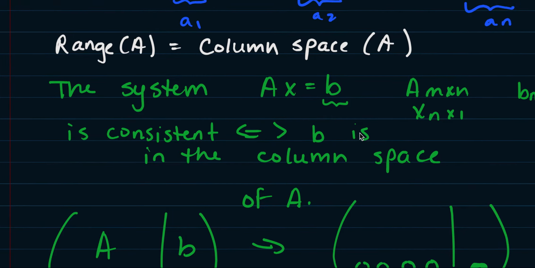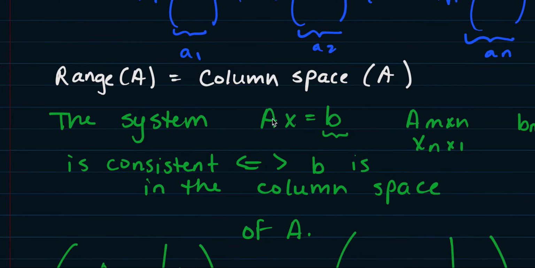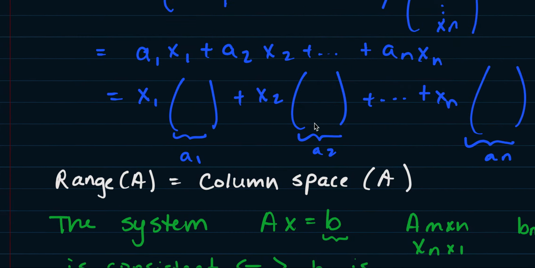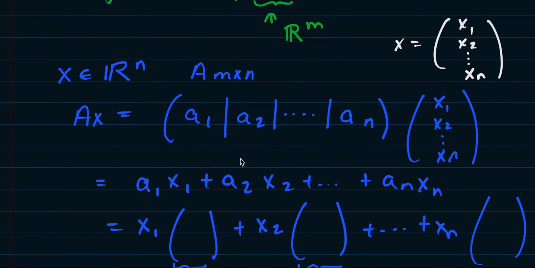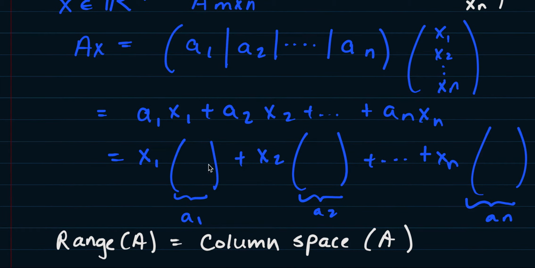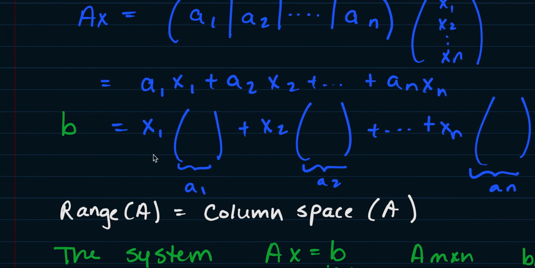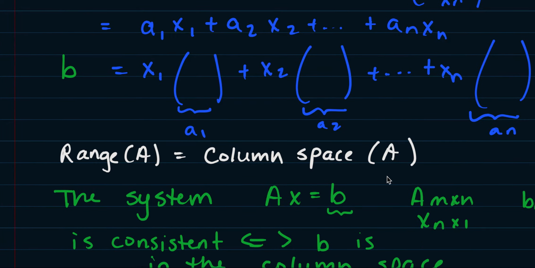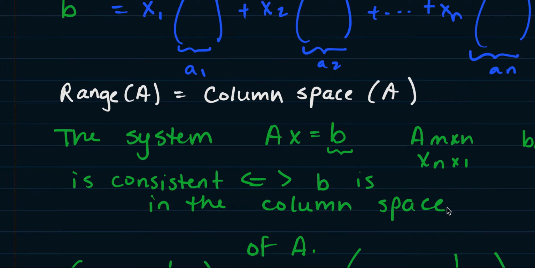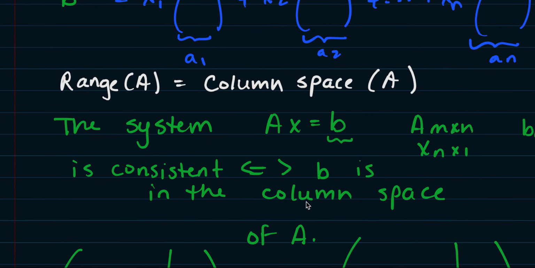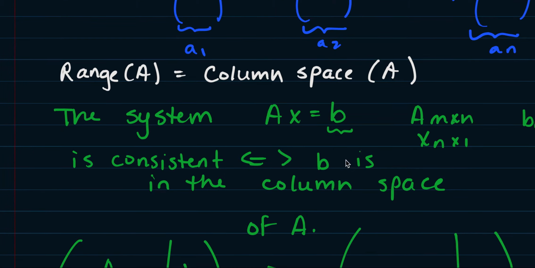So we want to know if the system is consistent. So we have A times X equal to some vector, which means that vector is in the range. And since the range is equal to the column space, which is just multiples of the columns, we're just finding linear combinations of the columns, then we want to see if B is equal to a linear combination of the columns. So if it's equal to a linear combination of the columns, it's in the column space. So as long as B is in the column space, we're going to have a consistent system.